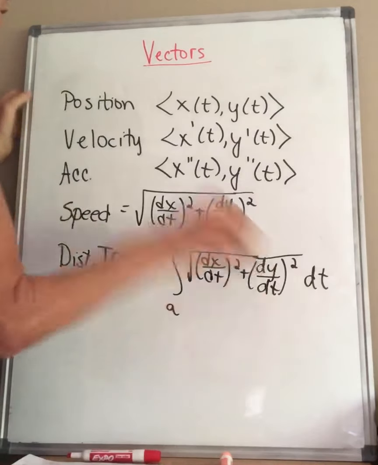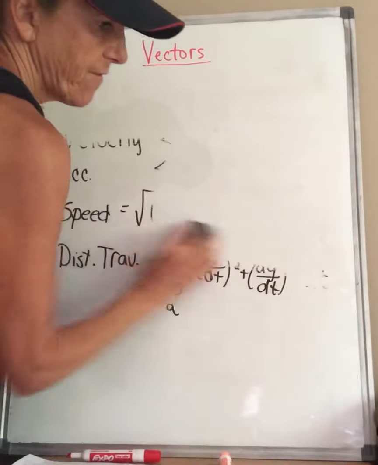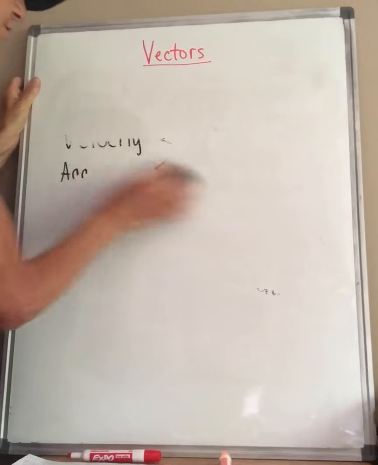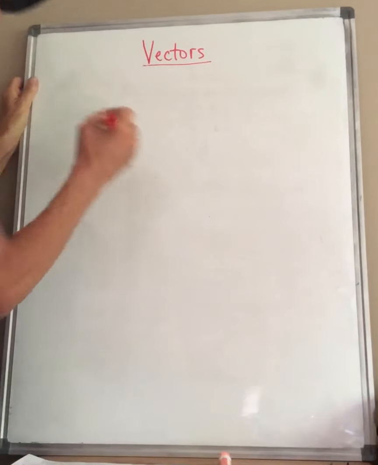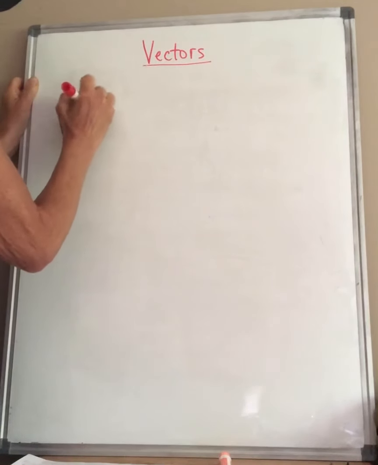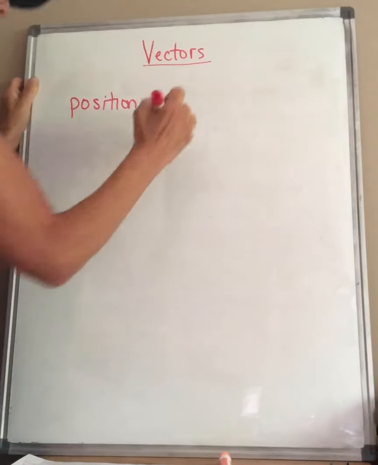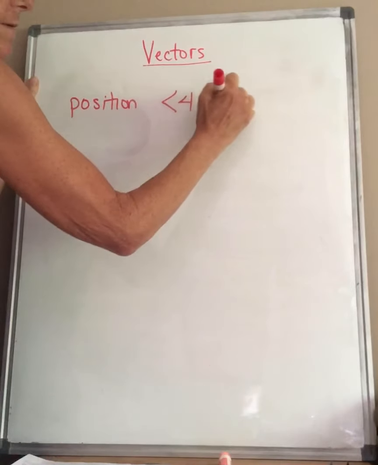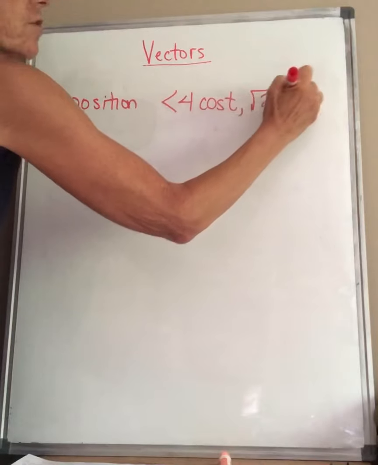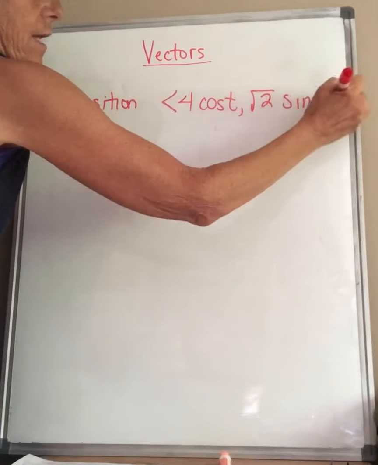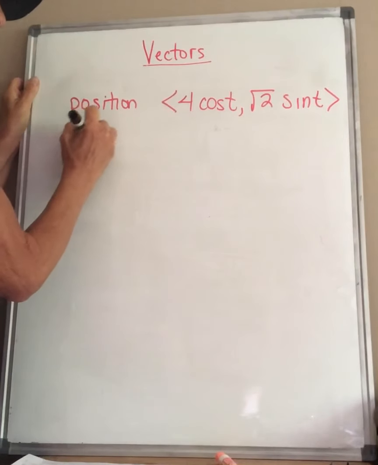So let me give you a couple of examples. I'm going to give you a position vector and ask you several questions about it. The position vector I'm going to give you is 4 cosine of t, radical 2 sine of t. And I would like you to tell me what the velocity vector is and the acceleration vector is.